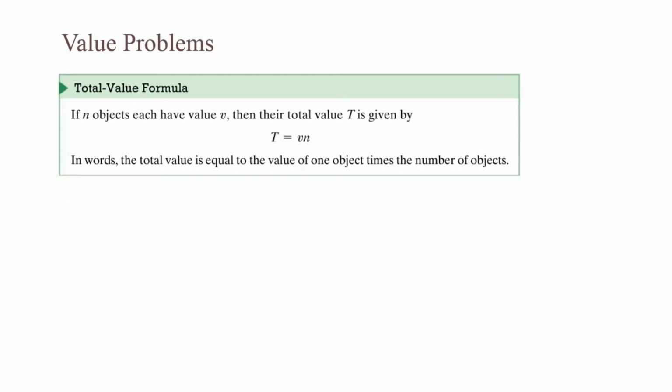Value problems. Total value formula. If n objects each have value v, then their total value t is given by t equals vn. In words, the total value is equal to the value of one object times the number of objects. If you go to a store and buy 5 packs of gum, the cashier will ring up one package of gum and then type times 5 to get the total. That's the total value formula.